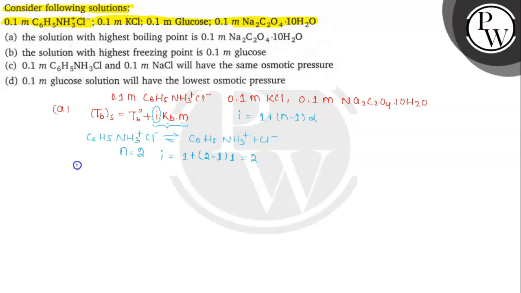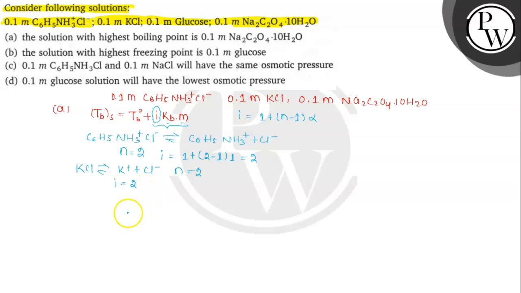Now we'll find out for KCl. When KCl dissociates, it forms K+ and Cl-, and the number of dissociated ions is 2. As the number of dissociated ions is 2, the i value will remain the same, that is 2. So in this case also the i value is 2. In case of KCl also, the i value is 2.